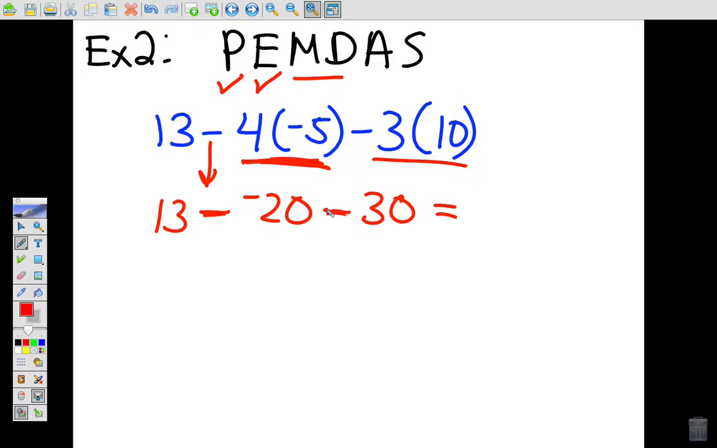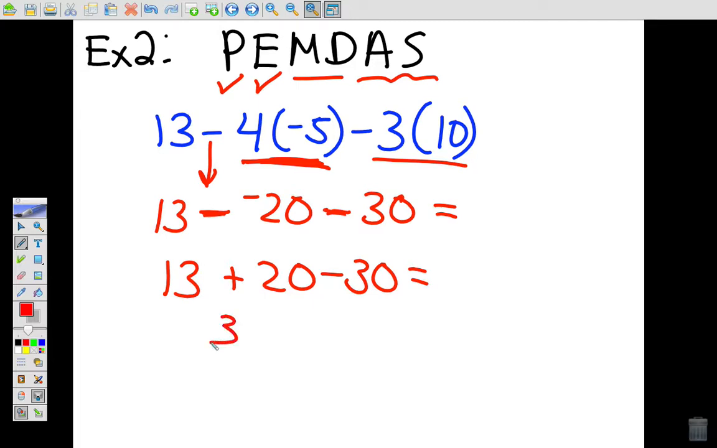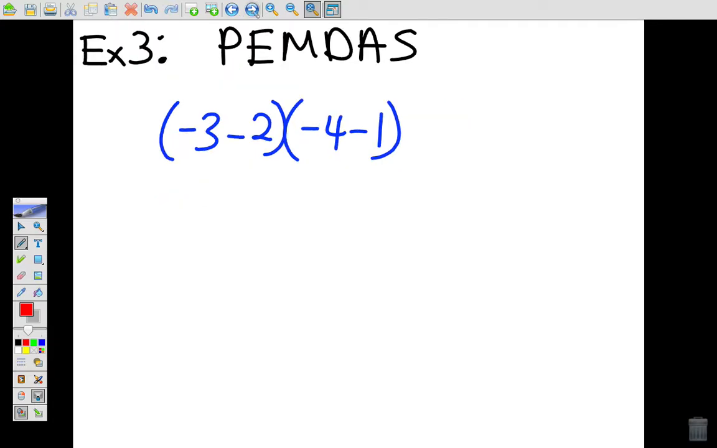Now, let's simplify this. I'm just going to add and subtract in order now, because I've taken care of all the multiplication and division. So 13 minus minus 20 is plus 20, minus 30. Now add and subtract in order. 13 plus 20, I get 33, minus 30, and our answer is 3. Again, don't do it all on the calculator all at once. If you're using a calculator, write it out a little bit and use your calculator for some of just the basic facts. All right, example 3, PEMDAS again.